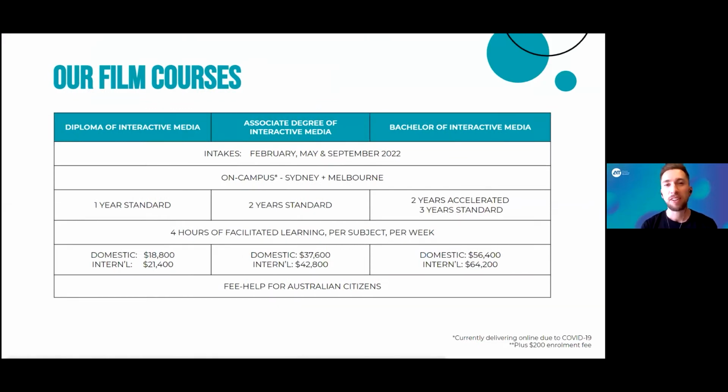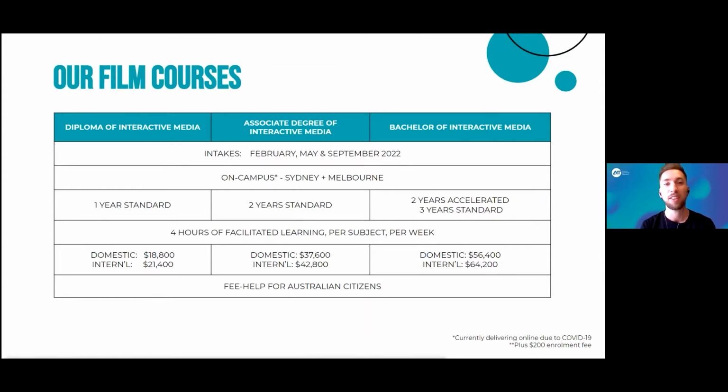The Diploma of Interactive Media is the first year of the degree program in which you cover 8 subjects. The associate degree is usually 2 years and you cover 16 subjects. And lastly, you can do the whole bachelor degree with 24 subjects over a 3 year period. Or you can get your bachelor degree faster by completing all 24 subjects over 2 years in the accelerated program that we have.